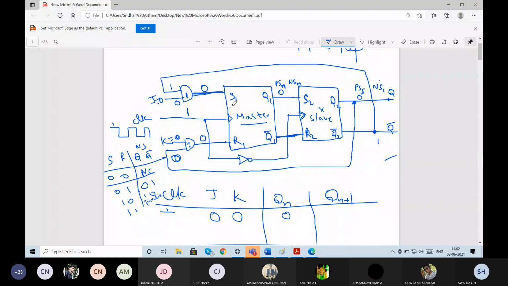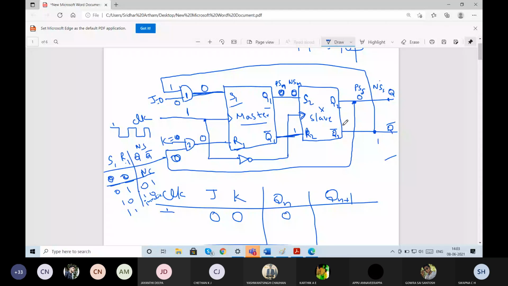Now if you observe, S1 value is 0 and R1 value is 0. So S is equal to 0, R is equal to 0. These are the names given, S1, R1. Since both are 0, what happens to the output of master? That is my question. Will it change its state or remain in the same state? Remain. So the output here will be equal to 0, right? Any doubts here? Q1 is 0, and if Q1 is 0, Q1 bar will be equal to 1.